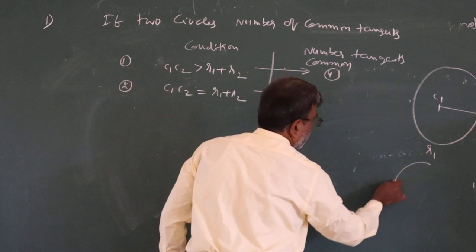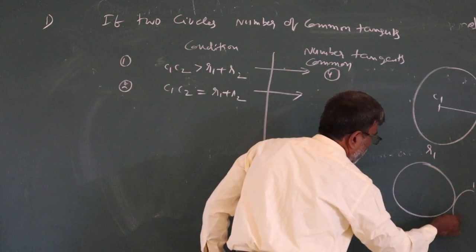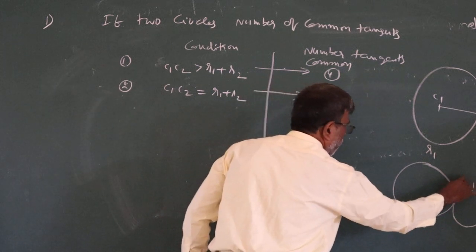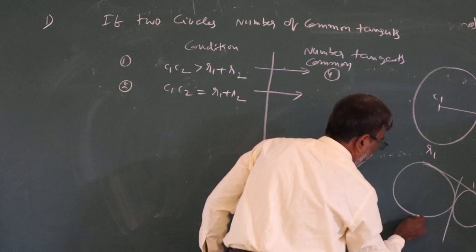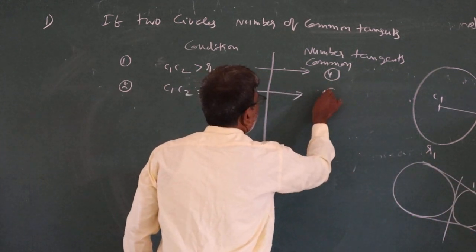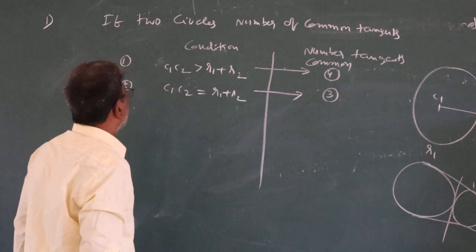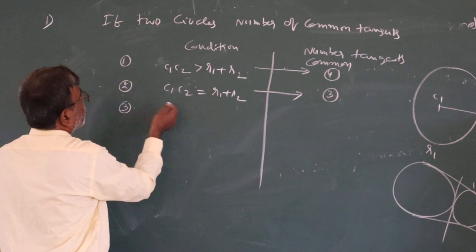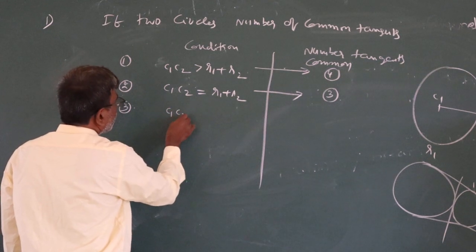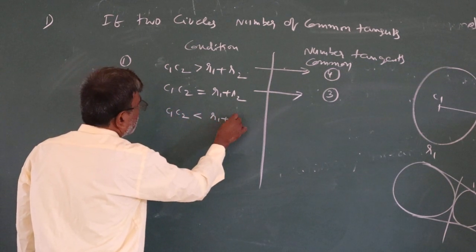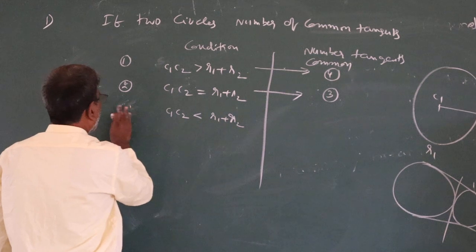Now, second one: suppose C1C2 equals R1 plus R2. The circle is like this and this circle is like this, they touch each other externally, and the number of common tangents is 3. Third condition is C1C2 less than R1 plus R2.